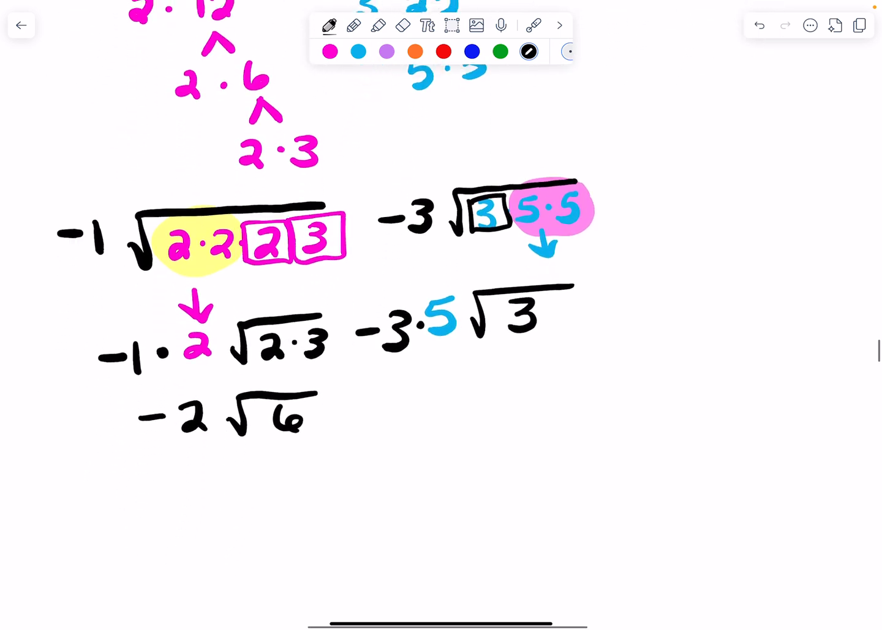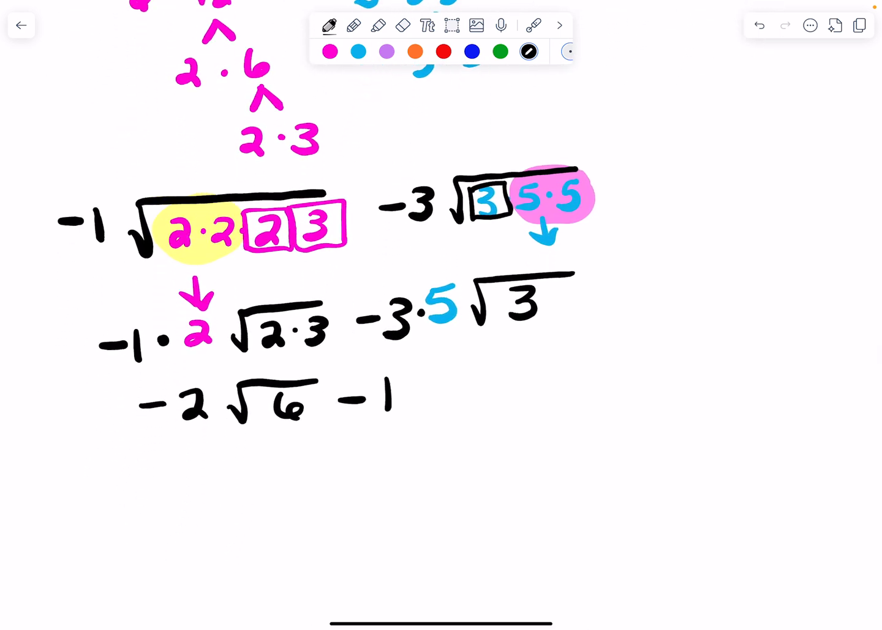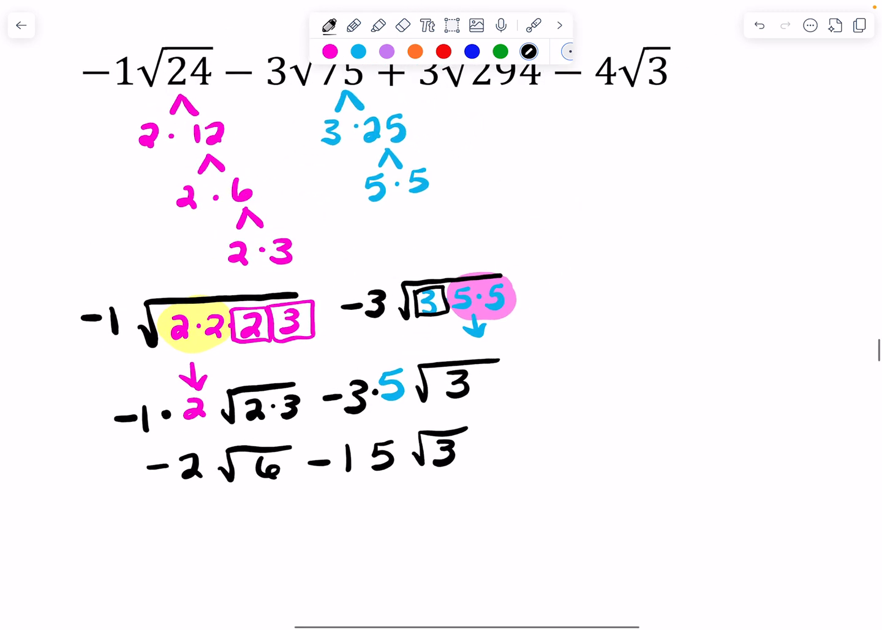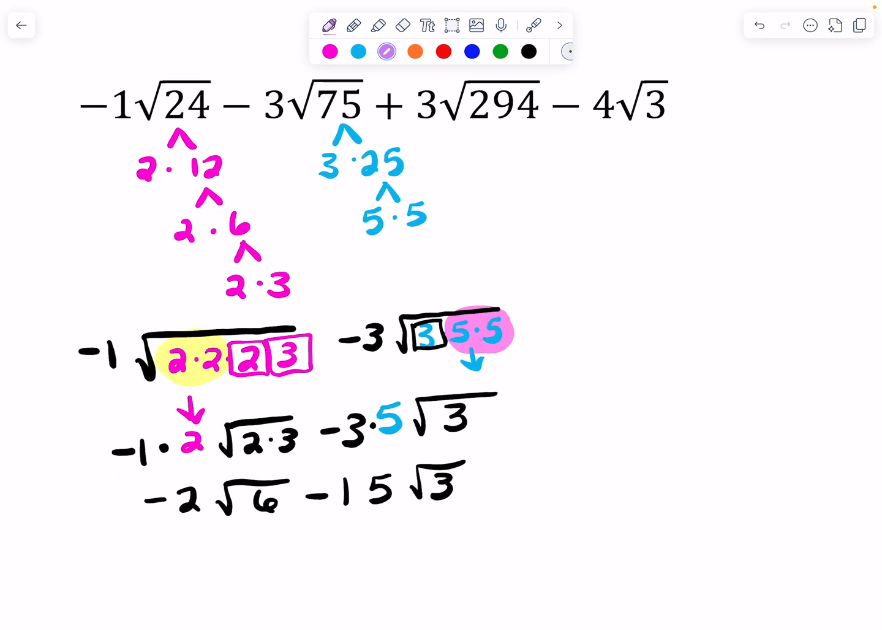So we've got negative 3 times 5, which is negative 15 square root of 3. Now we need to look at the third radical. So we're just going to work our way down. 294 breaks down to be 7 times 42. Now you may have to grab your calculator and plug this in. You could also divide by 2, it's even. So you could break it down to be something else and you'll still get the right answer as long as you do the math correct. So now 42 is 6 times 7. 6 breaks down to be 2 times 3.